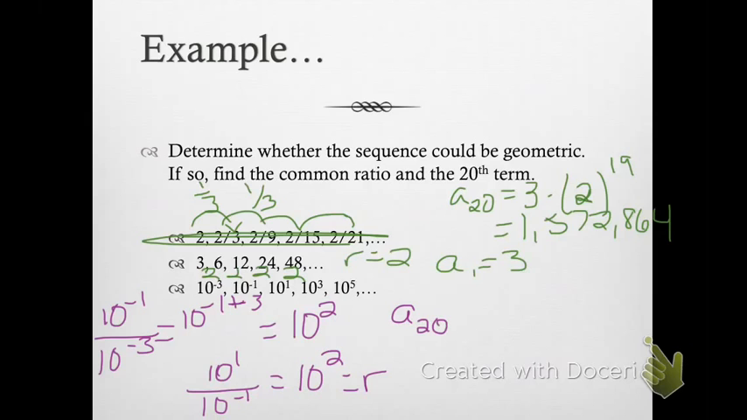So the 20th term will be equal to the first term times the common ratio raised to, again, the 19th power. We're going to get a really large answer, but we can easily write it out in its exponent form. So if we raise 10 to the second to the 19th, that's 10 to the 38th. Then we're going to add the exponents here. So 38 plus negative 3 gives us 10 to the 35th.